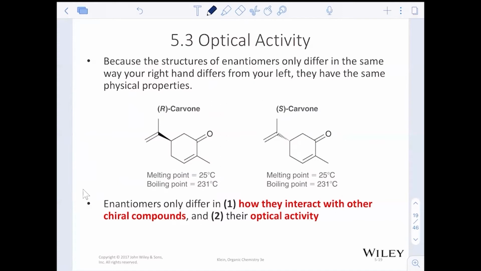the left. They have the same physical properties, but enantiomers differ because they interact with other chiral compounds differently, and they have optical activity. They will bend plane polarized light in a very, very unique way. Only chiral compounds are optically active. So that's going to be something that we talk about in the next section.